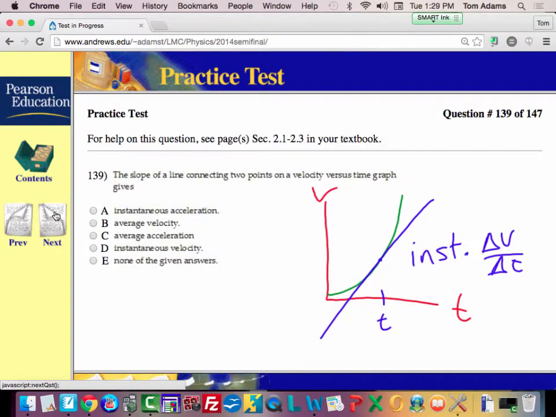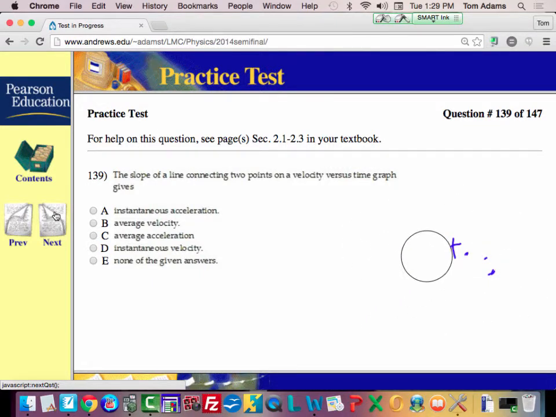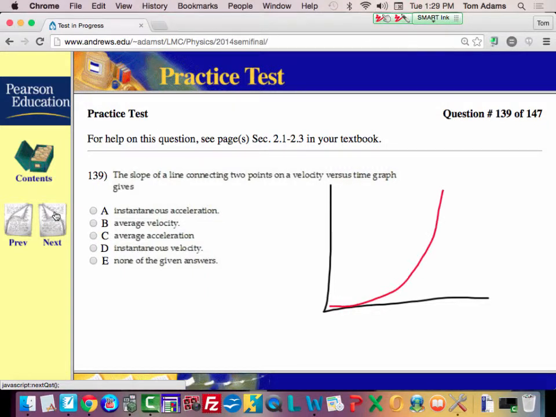139, it says the slope of two lines connecting 2 points on a velocity versus time graph. Now this is an interesting one. I'm going to delete this here. I'll just start over from scratch. Same scenario. And this is my velocity. Oops, I wrote that down wrong. Velocity and time. Now I could pick 2 points on the curve, like this one and this one, and draw a line between the two.